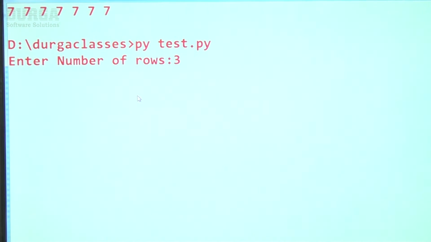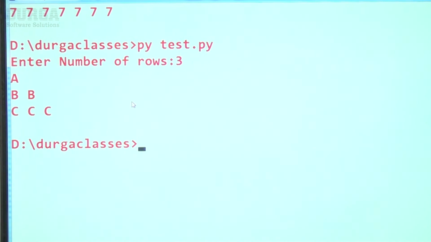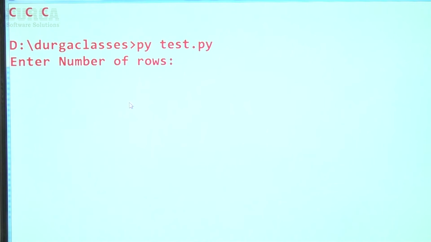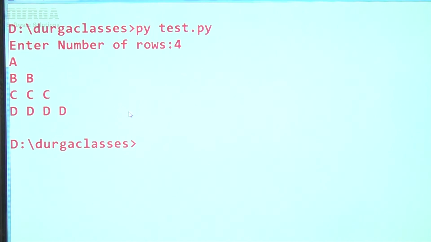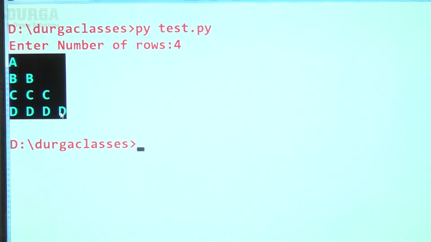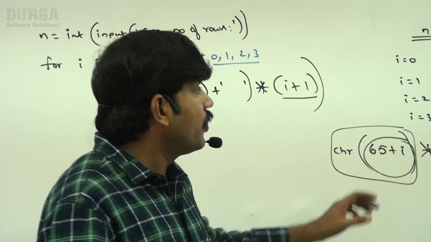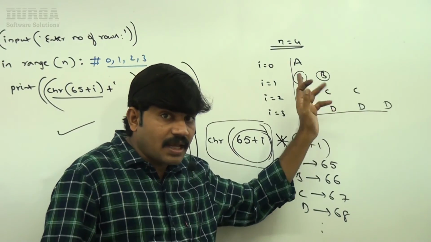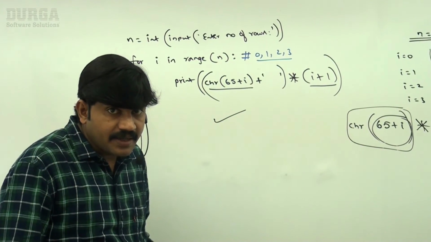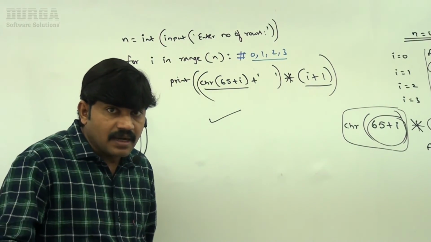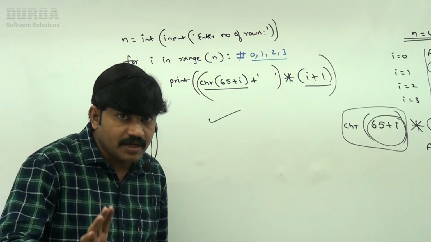Enter number of rows 3, then A, B B, C C C we are getting. Next enter number of rows 5: A, B B, C C C, D D D, E E E E, like this we are getting. Enter number of rows 4, then happily we get this. Are you in a position to understand? This is how to print a right angle triangle with this type of alphabet symbols pattern. This is the code you should be aware of. I'm telling again, better to practice and then go to the next example, then you will get much clarity.